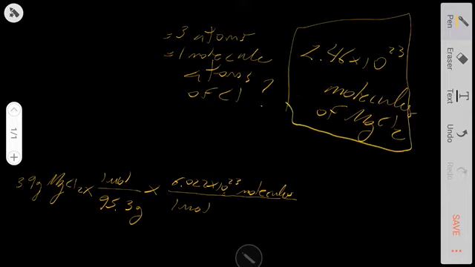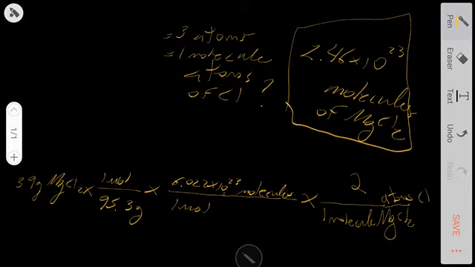I'm going to take it a step further now, though, and I want to now convert molecules to atoms. So in 1 molecule of MgCl2, how many atoms of Cl do I have? 2. So here, molecules of MgCl2 cancel with molecules of MgCl2. Moles cancel with moles. Grams cancel with grams. I'm left with atoms of Cl.